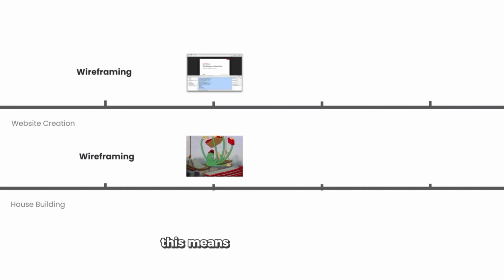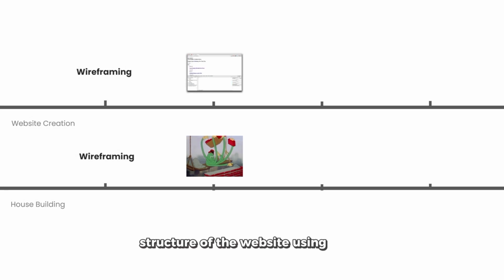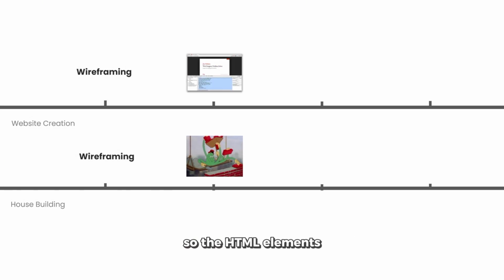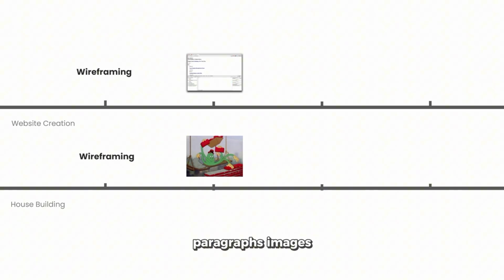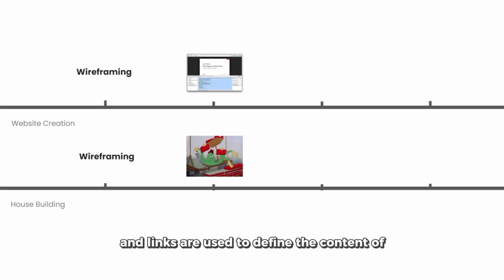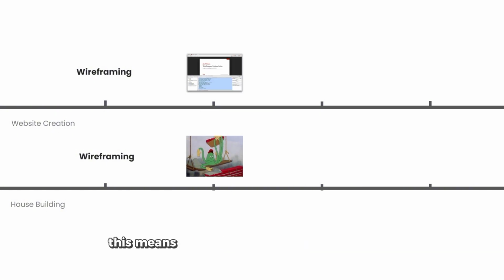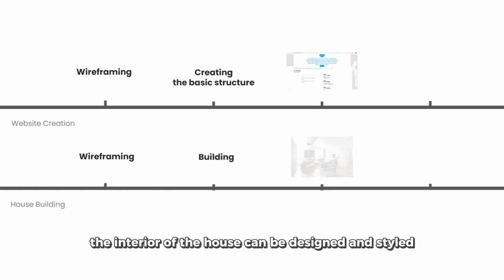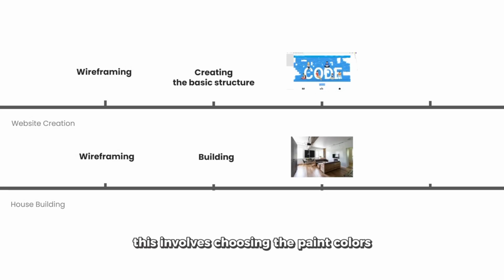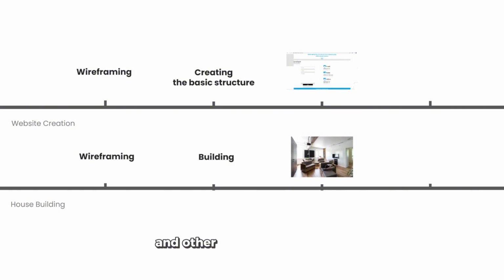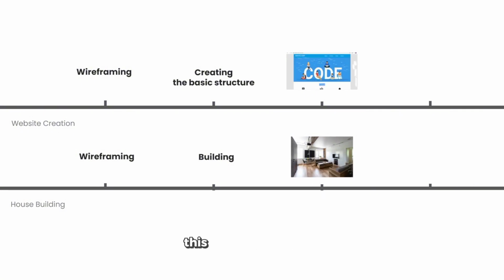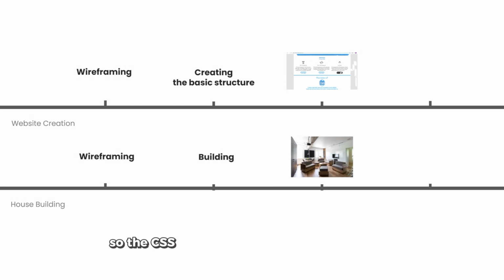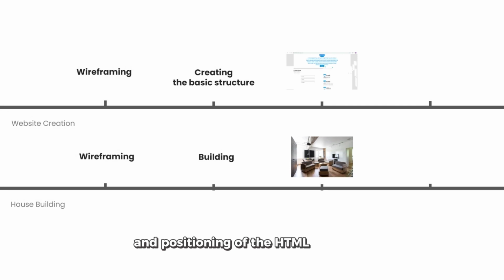For a website, this means creating the basic structure of the website using HTML. So the HTML elements such as headings, paragraphs, images, and links are used to define the content and the layout of the website. For a house, this means laying the foundation and building the framework. Once the foundation and structure are in place, the interior of the house can be designed and styled. This involves choosing the paint colors, flooring, furniture, and other decorative elements. For a website, this is done using CSS. So the CSS rules are used to control the colors, fonts, sizes, and positioning of the HTML elements.